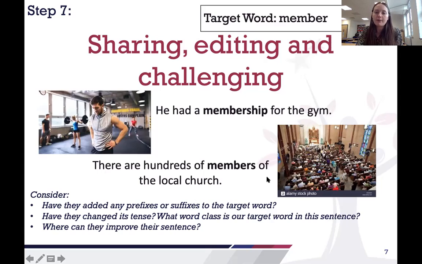There are hundreds of members of the local church. There they are, all members of the local church. What suffix have I added onto the end of our word member this time? Yeah, fantastic. Just the letter S. I have made it plural. So you can be a member if there's just one of you, or you could be members if there's more of you. So maybe all of your family are members of the local church or mosque.